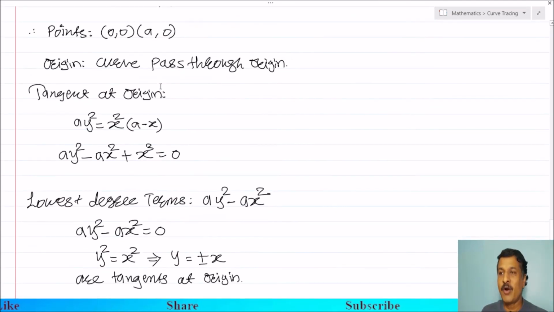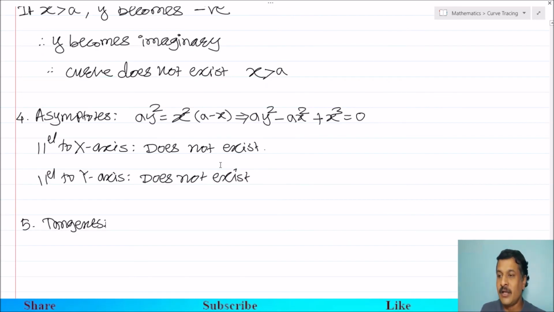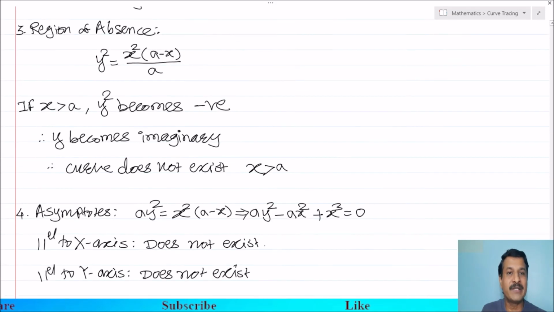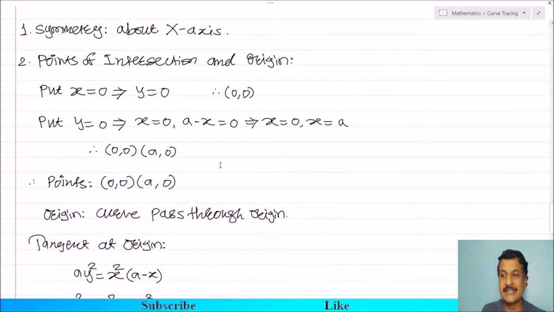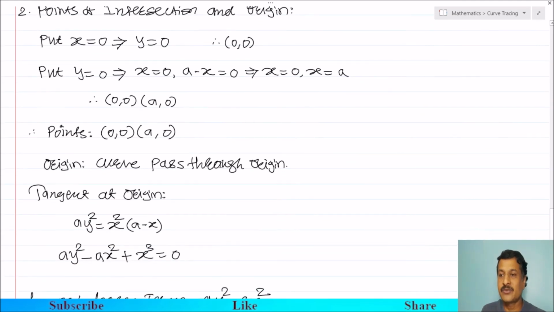So here, the points of intersection except the origin, because for the origin, tangent is a special point. So in the fifth point, tangent, we have to find tangents at the points of intersection with the coordinate axis, but not the origin, because for the origin we take tangents separately. So here the point is (a, 0). So here we want to find tangents.